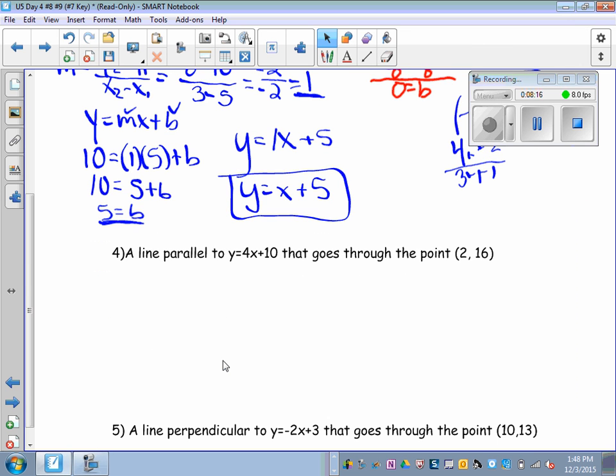Alright, number 4. It says a line parallel to y equals 4x plus 10 and goes to the point 2, 16.